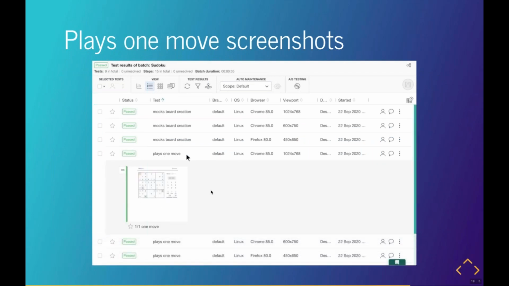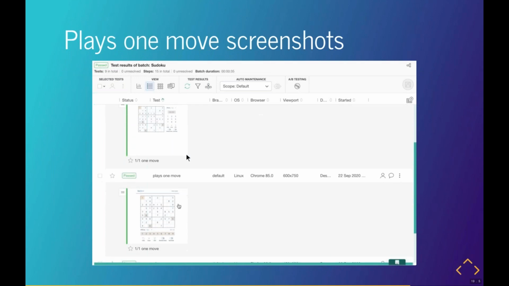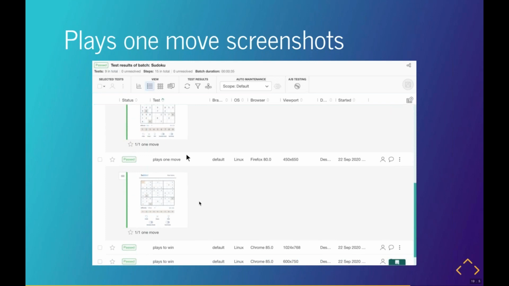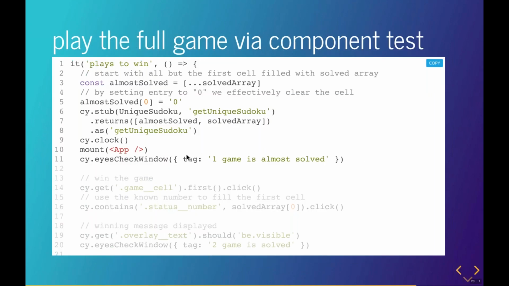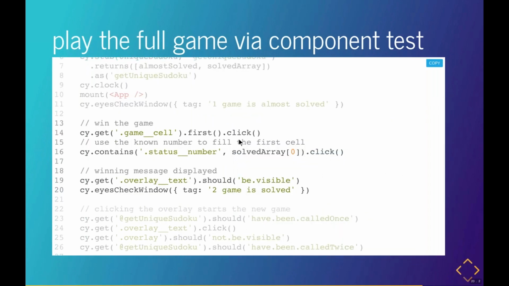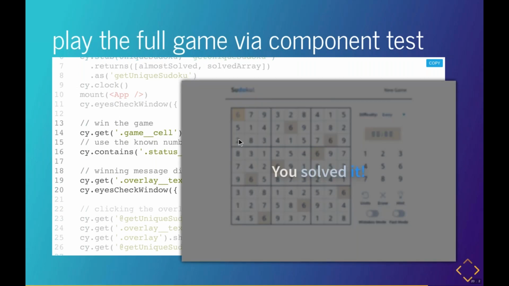And we can look at how this board looks after one move in different resolutions, different browsers, right? It's just beautiful. And guess what? If we can play one move, we might as well play the whole game. In this case, I initialize the board, so there's only one empty cell. I take a visual screenshot, and it looks like that. So I just have to solve the top left corner, and I solve it because I know the answer, right? And I take another visual snapshot. And guess what? My game, when you finish the board, looks like this. It shows an overlay, you solved it.